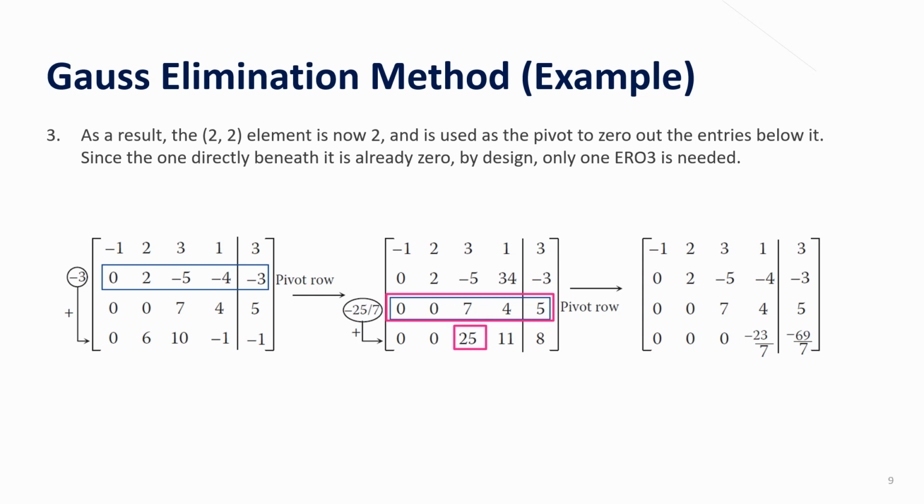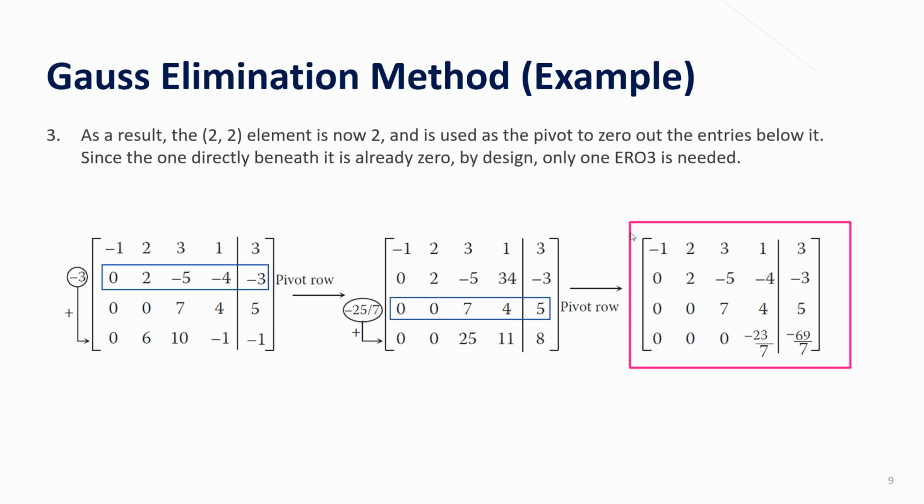You do these operations and then you will get: 7 multiplied by minus 25 per 7 plus 25, this one will become 0, and then this one, 4 multiplied by 25 per 7 plus 11. So you can see the value here. Finally you get the final form, looking like this. This is the value of the A matrix, and here is the value of B.